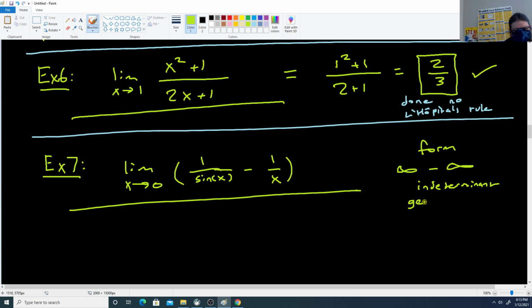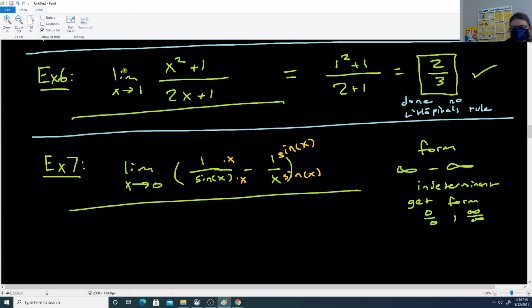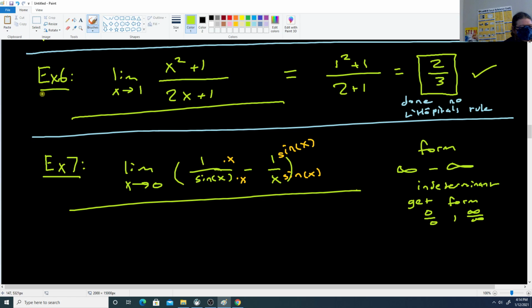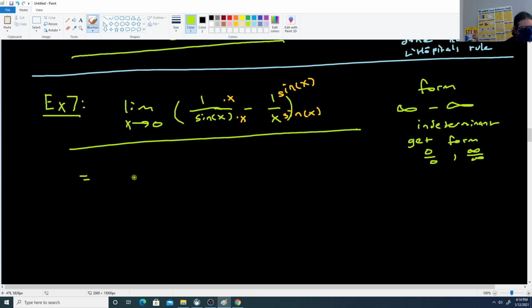We need to algebraically get it to 0 over 0 or infinity over infinity. And the way we're going to approach this one is we're going to find the LCD. So I'm going to multiply this by x over x, and this one I'm going to multiply by sine of x over sine of x, and try to get this where we can compare it and get it as a nice division. So we get the limit as x approaches 0. We haven't applied L'Hopital's rule yet. We're still trying to get one of the two forms that lets us apply it.